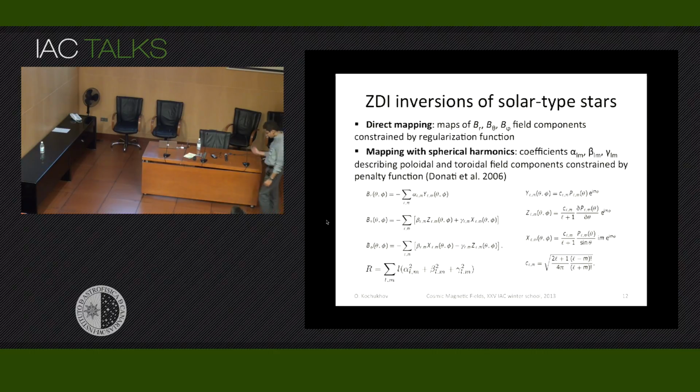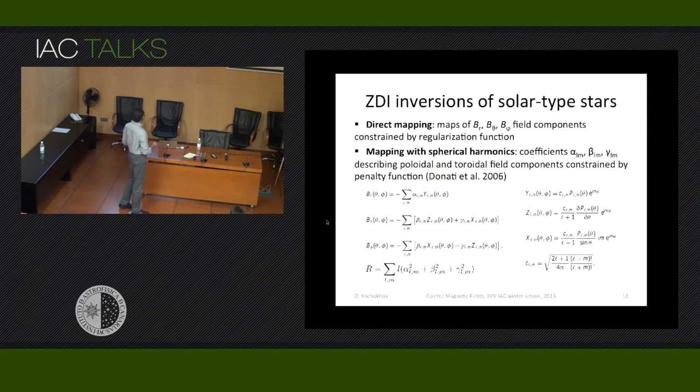I will present a few examples of these Zeeman Doppler imaging maps, but before I go into that, I'd like to emphasize two methods that are used to parameterize the maps. One can use direct parameterization, just specifying three components of the magnetic field, radial, meridional, and azimuthal, as a function of the angular coordinates on the surface of the star. Or, and this is done in most studies, one can describe the magnetic field as a superposition of harmonic components.